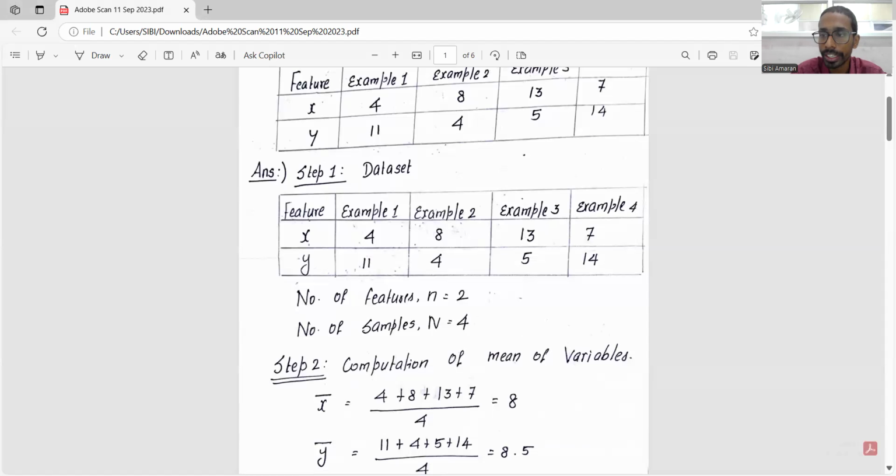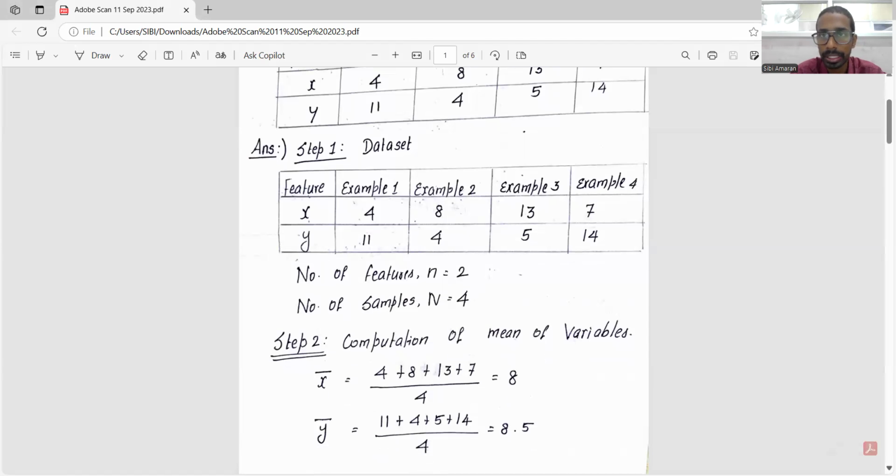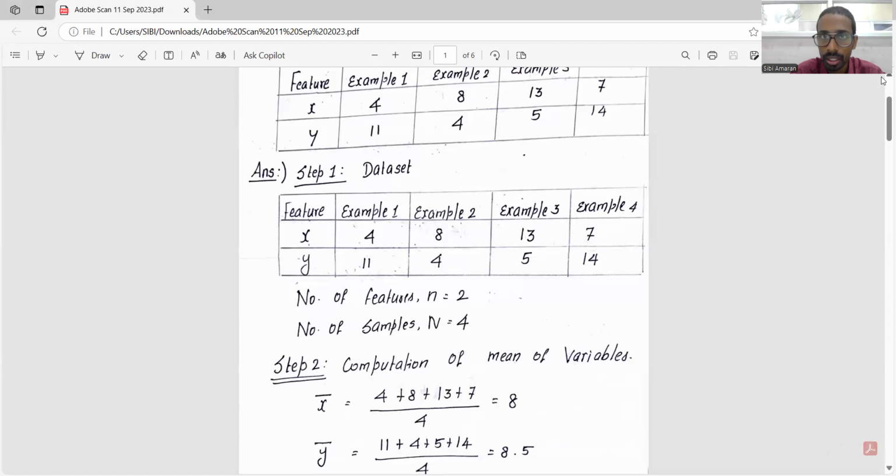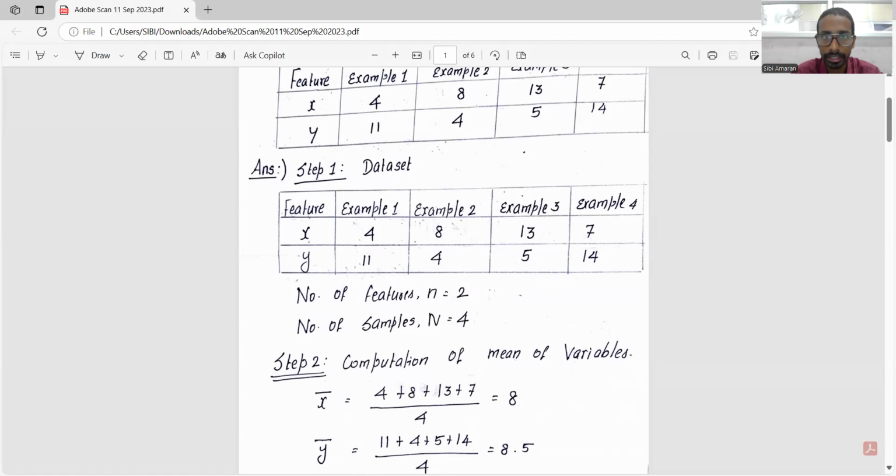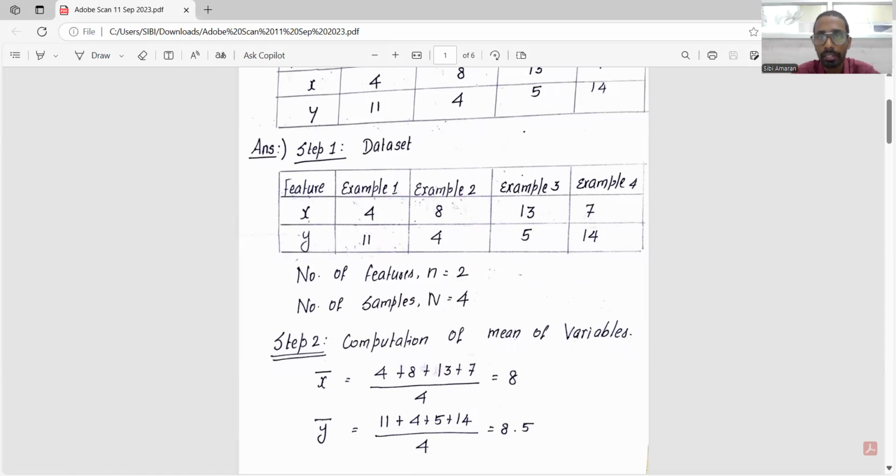Now I have to find the mean. Mean is a very simple thing. You can look at this question. This is X. For this, I have to find the mean. So 4 plus 8 plus 13 plus 7 divided by 4. If I simplify this, I get 8. Next feature: 11 plus 4 plus 5 plus 14. If I add this row, you get 8.5. So now I have found the mean values.